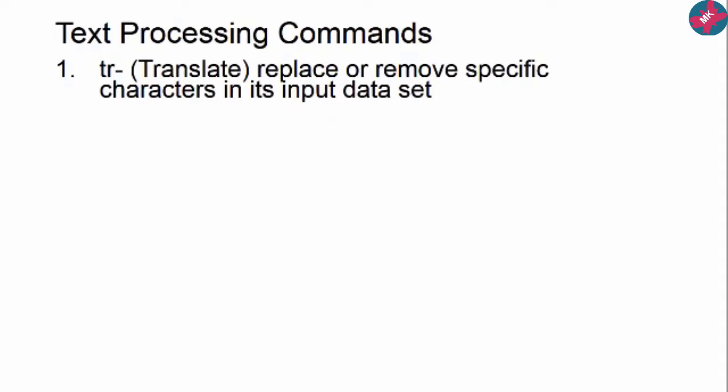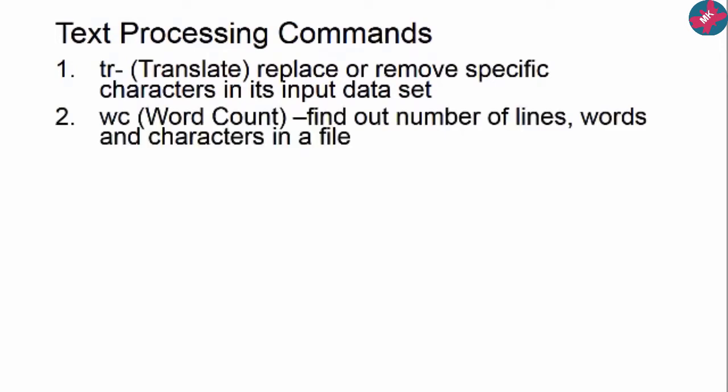This is used to replace or remove specific characters in its input data set, or you can also convert lowercase into uppercase. You can do a lot of things related to your text with this particular tr command. Then the second command is the wc command, that is word count. Here, by using this command, you can find out how many lines, words and characters are there in a file.